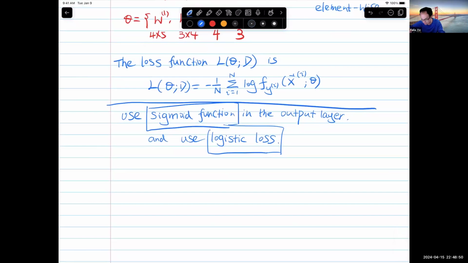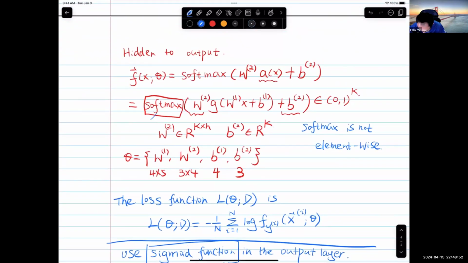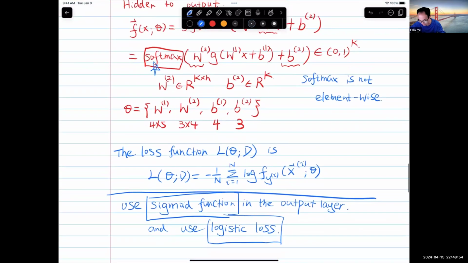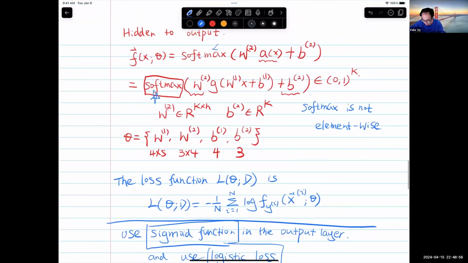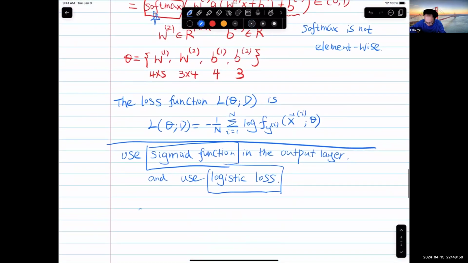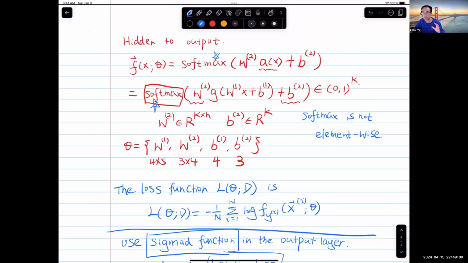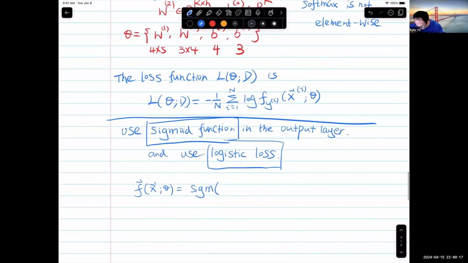So what does that mean right here? We're using softmax. Instead, I'm using sigmoid. With sigmoid, we don't actually need to normalize it with a summation of the exponential function. So that means it can be applied entry-wise.